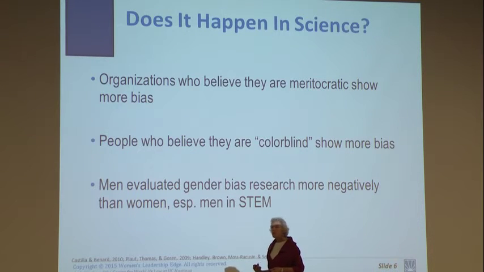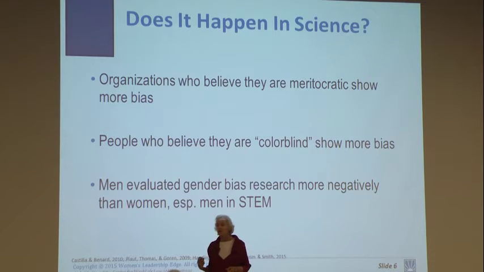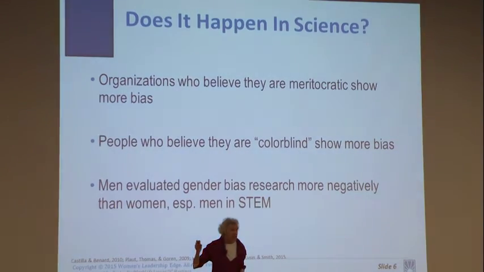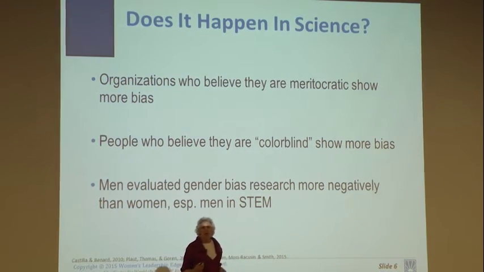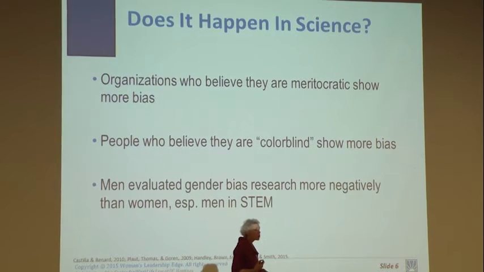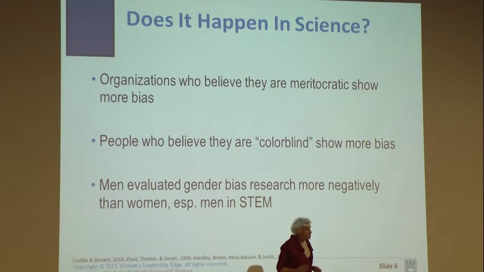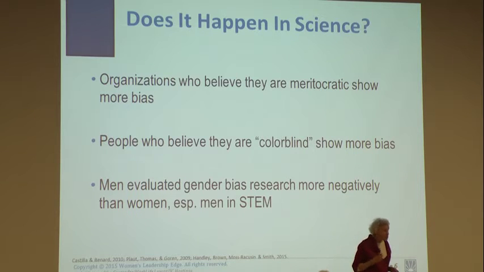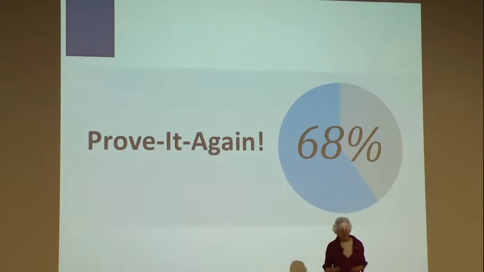This is particularly important for STEM because studies show that organizations that believe themselves to be meritocratic typically show higher levels of bias. And people who believe they are colorblind typically show more racial bias. And one study found that men evaluated gender bias research much more negatively than women, and this was particularly true of men in STEM. So STEM, in many ways, is a pretty challenging context.